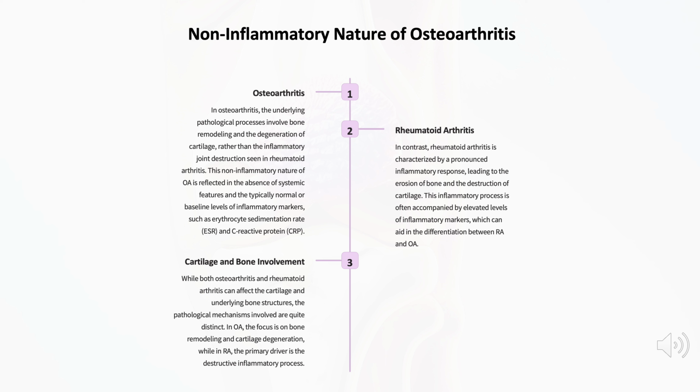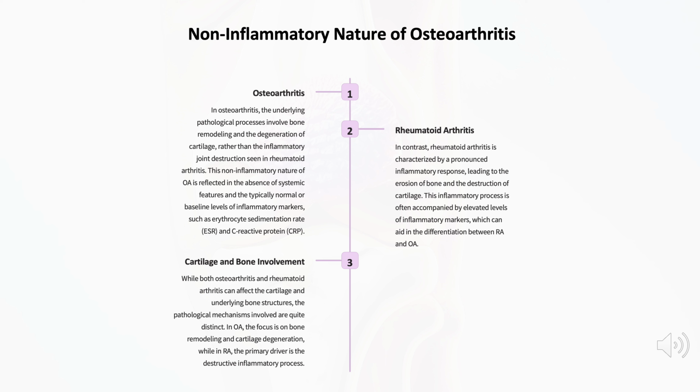Let's delve into the non-inflammatory nature of osteoarthritis and its contrast with rheumatoid arthritis. In osteoarthritis, the pathological processes primarily revolve around bone remodeling and cartilage degeneration, distinct from the inflammatory joint destruction observed in rheumatoid arthritis. This lack of inflammation in OA is evident through the absence of systemic features and the typically normal levels of inflammatory markers like erythrocyte sedimentation rate, ESR, and C-reactive protein, CRP.